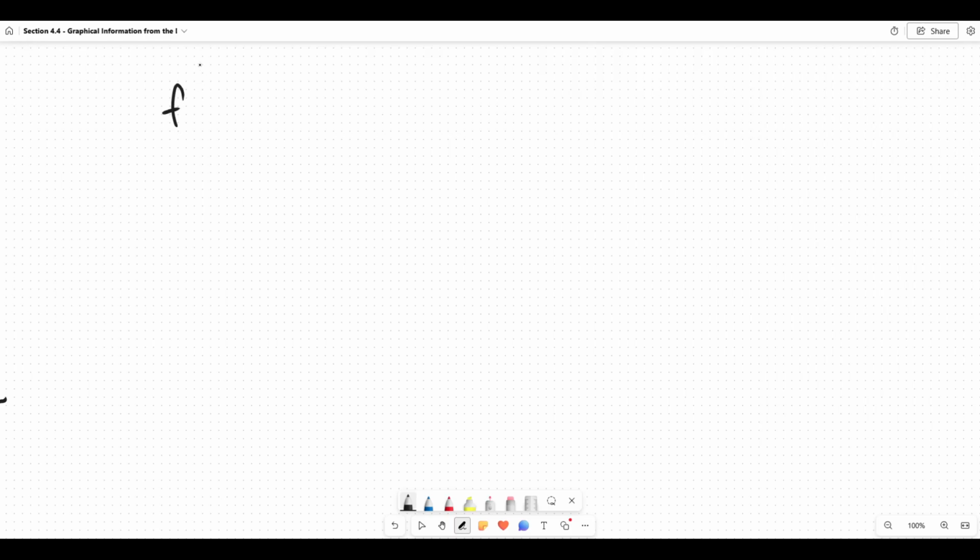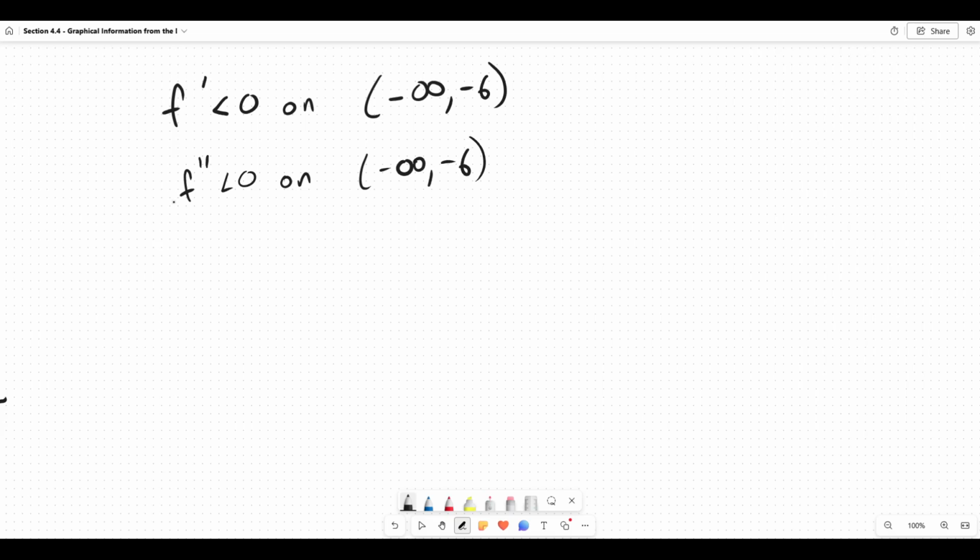So it's telling us that f prime is less than 0 on negative infinity to negative 6. It says f double prime is less than 0 on negative infinity to negative 6. So we're just listing out some ideas. It says f prime is greater than 0 on negative 6 to negative 5. F double prime is greater than 0 on negative 6 to negative 5.